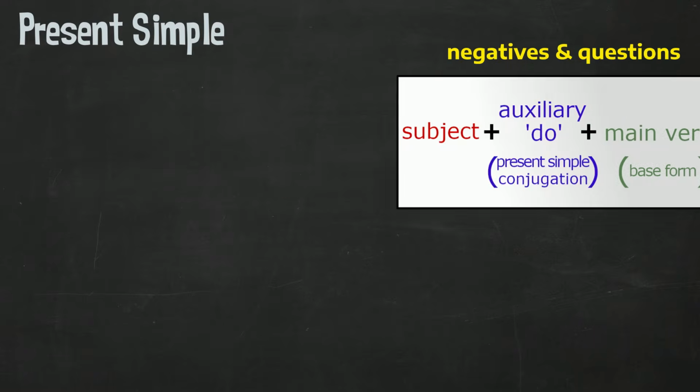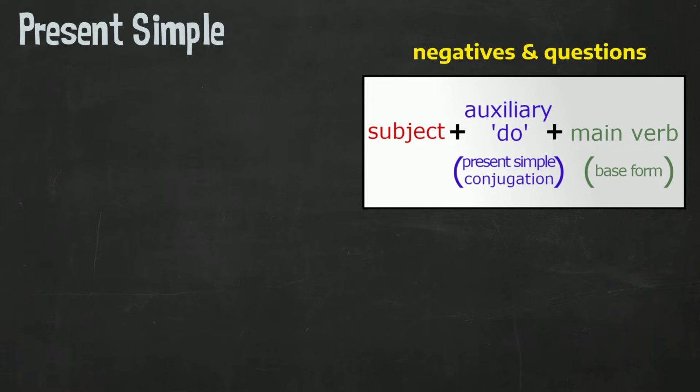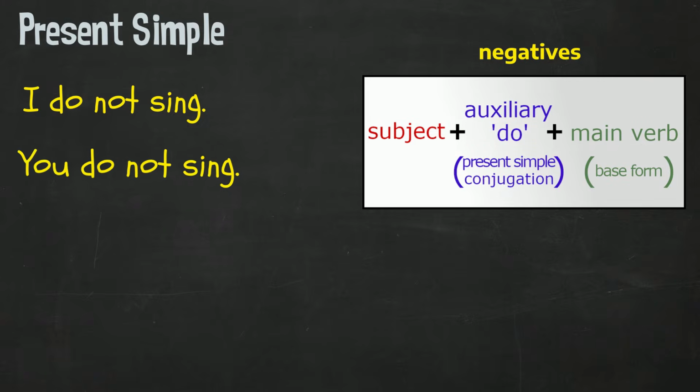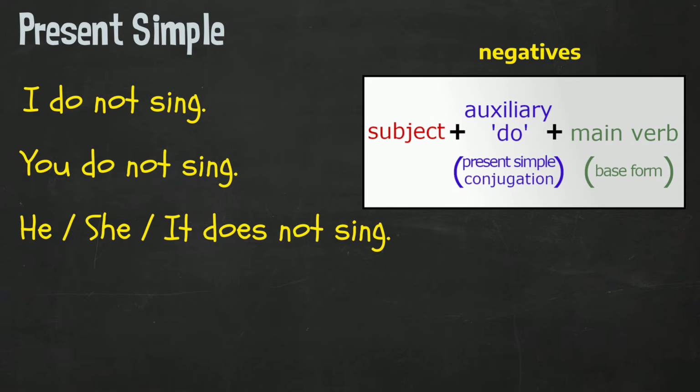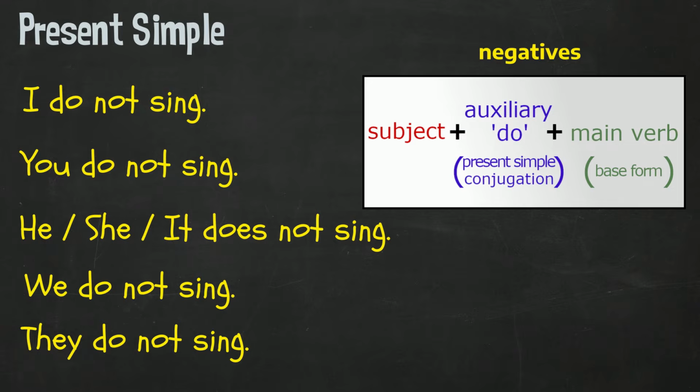Now let's look at the second structure. When we write a negative or a question in present simple, we need to include the auxiliary verb do, conjugated to match the subject. Here are some examples of negatives in present simple with the main verb sing. I do not sing, you do not sing, he, she, it does not sing, we do not sing, they do not sing. Unlike when we're writing positives, we always use the base form of our main verb. The auxiliary verb do is conjugated, changing for third person singular.